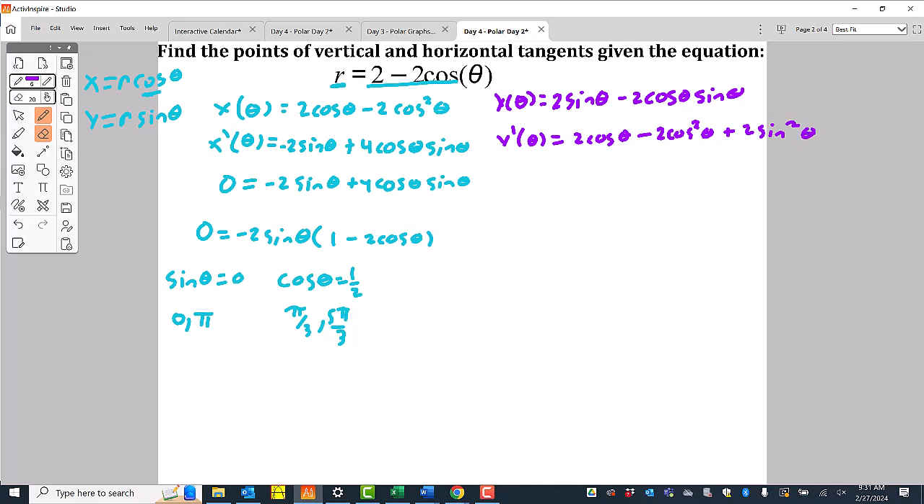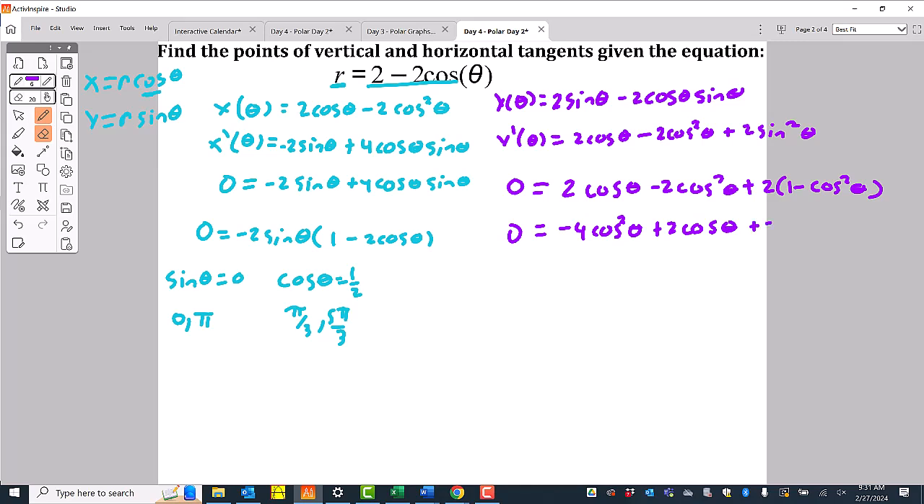This one's going to be a little bit harder to find though. We set it equal to 0, and we realize we can't get anything by itself. So we're going to need to get it all in the same terms of trig functions. So what I'm going to do is change this 2 sine squared theta into 1 minus cosine squared theta, and we'll distribute the 2 there. And if we combine these properly, we should get negative 4 cosine squared theta plus 2 cosine theta plus 2.